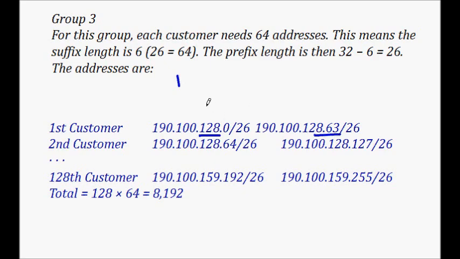So this is done. Finally we will go till 159. Because 128 has 4 groups, 129 has 4 groups, so if you go till 159, it will cover 160 minus 128, which is 32, into 4, so it covers 128 groups. This way you can see that we have designed a network.